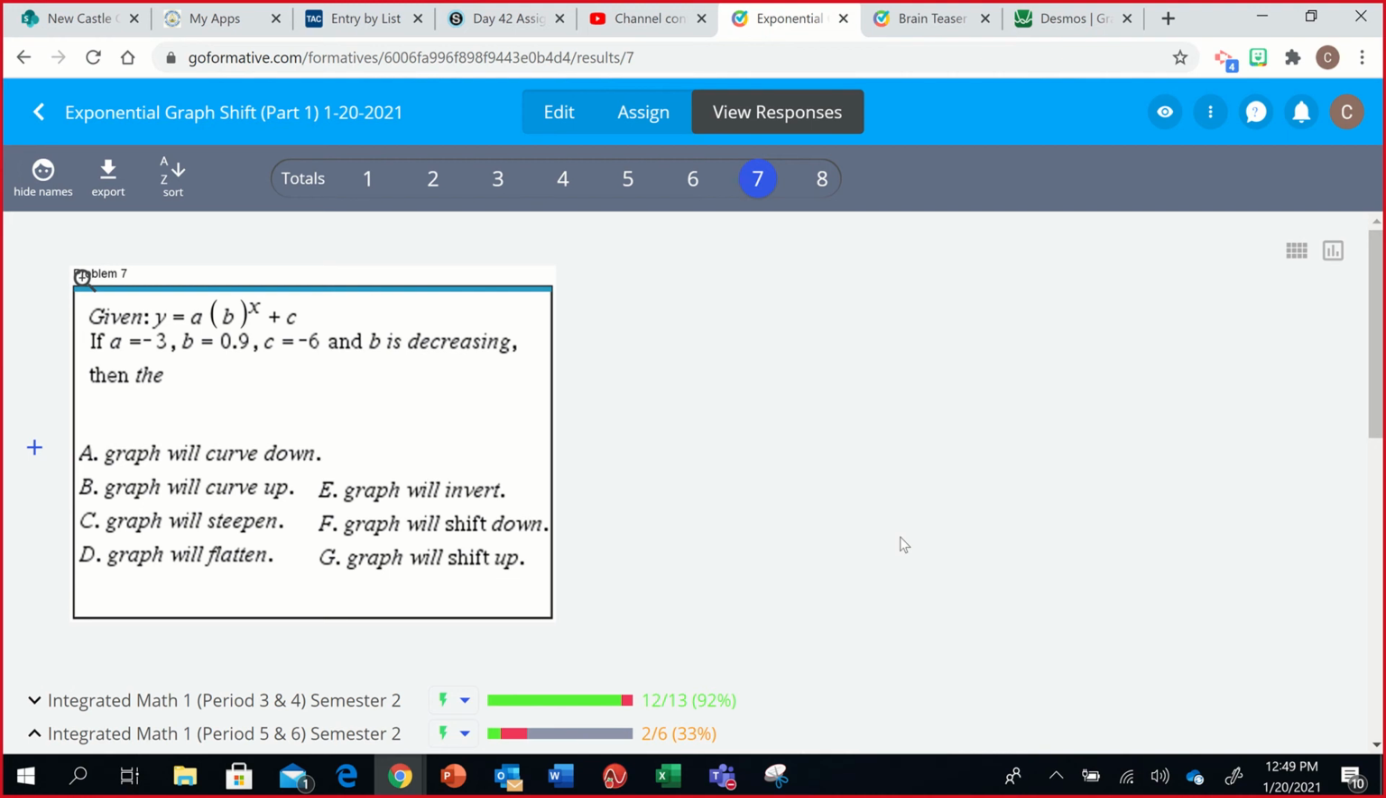So it gave us an A value of -3, a B value of 0.9, and a C value of -6. And it says b is going to be decreasing. And remember I said b cannot go negative. You can't have b negative. If it's negative, you don't have an exponential.